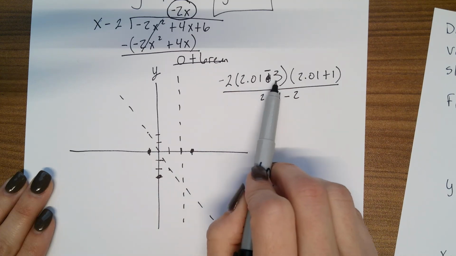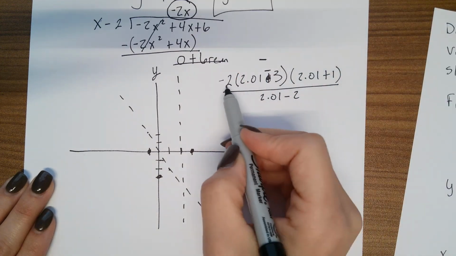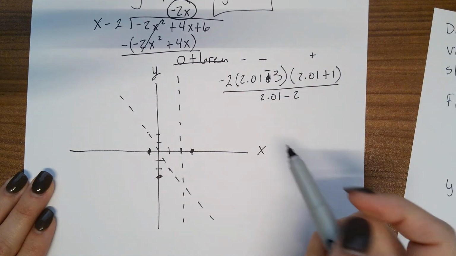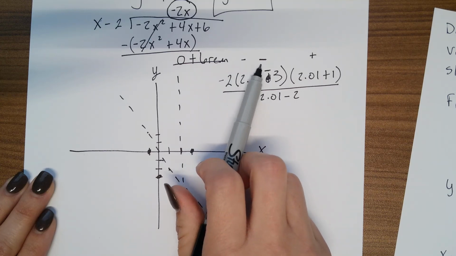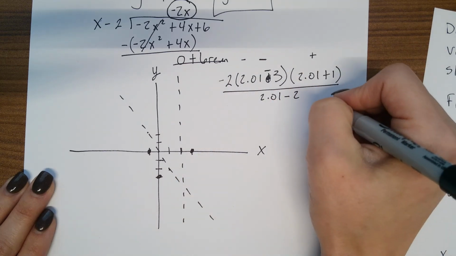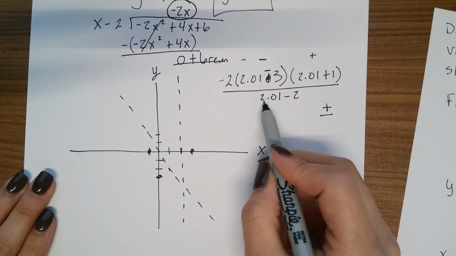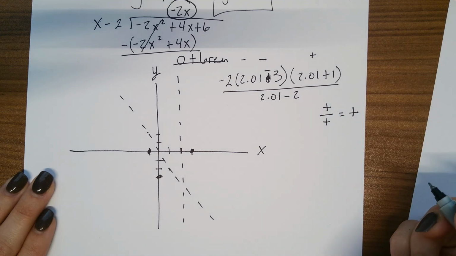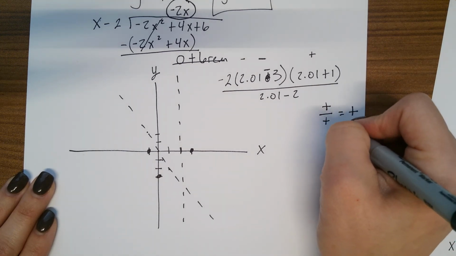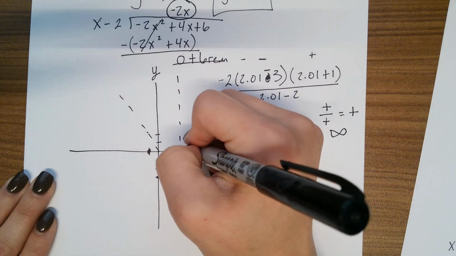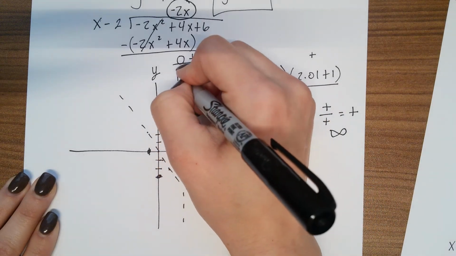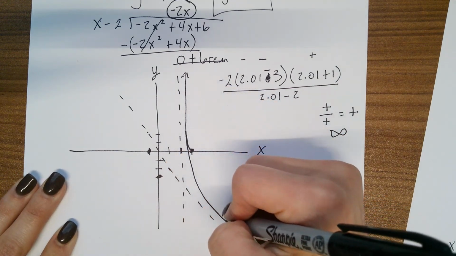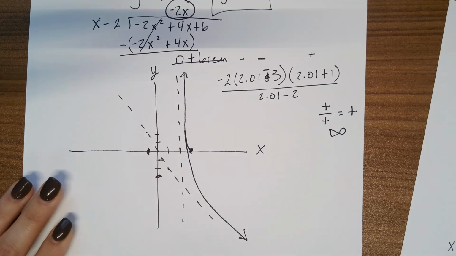So 2.01 minus 3, this would give me a negative. Negative 2 is negative. And 2.01 plus 1 would give me a positive. So on the top, I have a negative times a negative, which is a positive, times a positive, which is still positive. So I know the numerator would be positive. And 2.01 minus 2 is positive, which gives me a positive number. So my assumption is this is going to positive infinity. So I know I'm going to skate really close to my asymptote as I go up. And then I have to come around and skate across that asymptote right there.